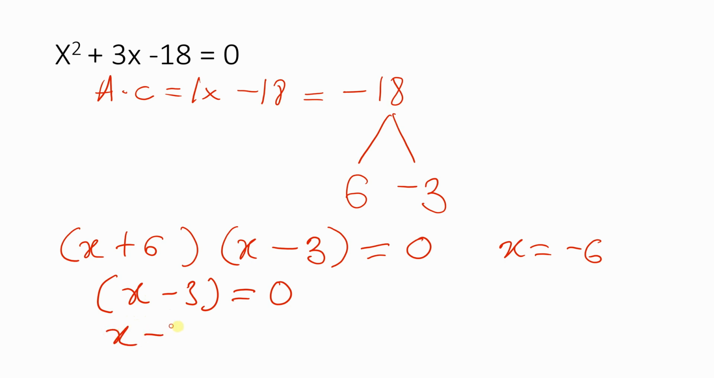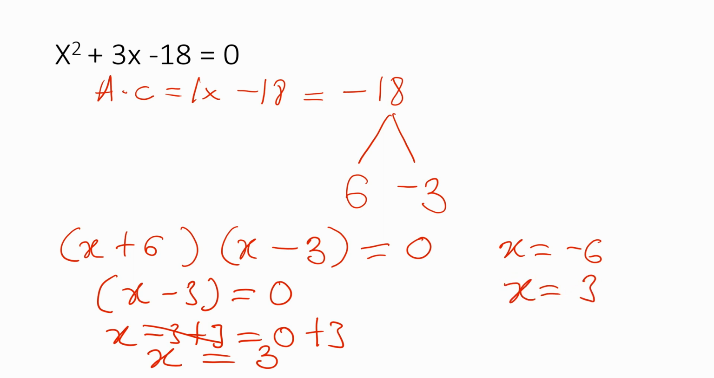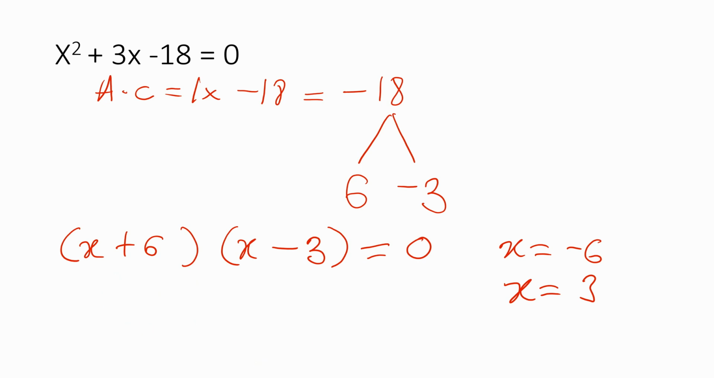So that would be x minus 3 plus 3 equals 0 plus 3. So minus 3 plus 3 cancels out. Then we've got x equals 0 plus 3, which gives us 3. So again, we find that x is equal to 3. So we can say from this point that x is equal to minus 6, or x is equal to 3 as our final answer.